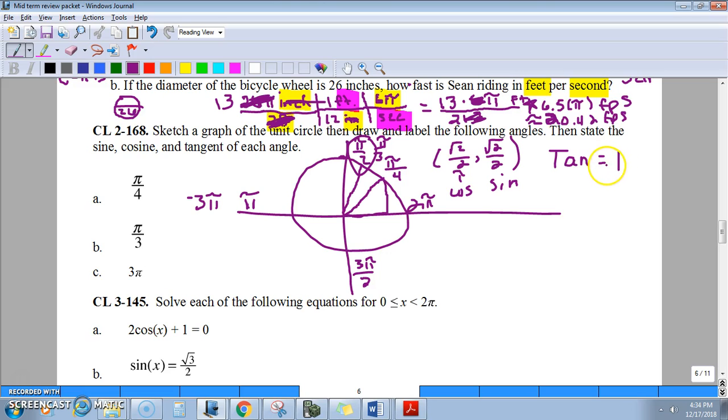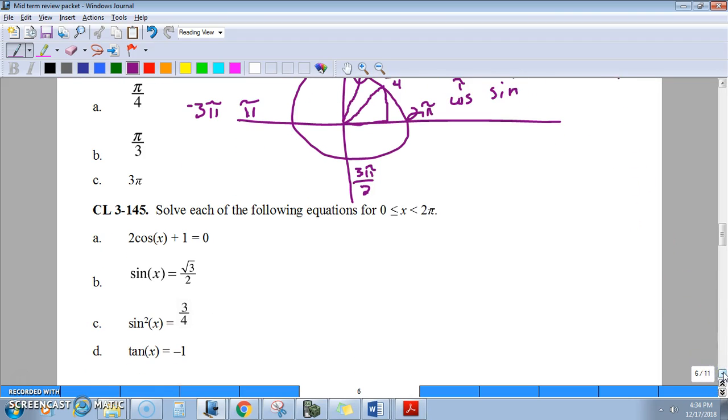It's the sine divided by the cosine, you guys. I don't know why I couldn't remember that off the top of my head. Cool? Cool, cool. Look, we're only halfway through this video.